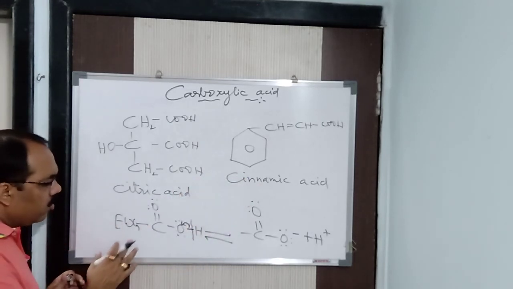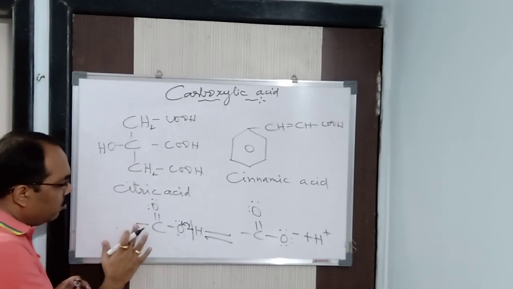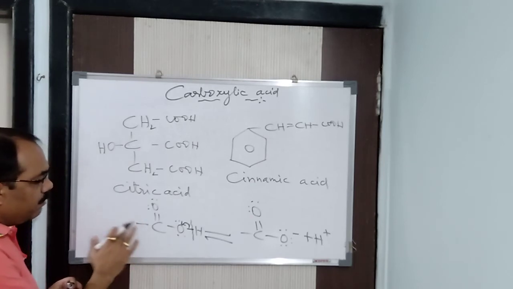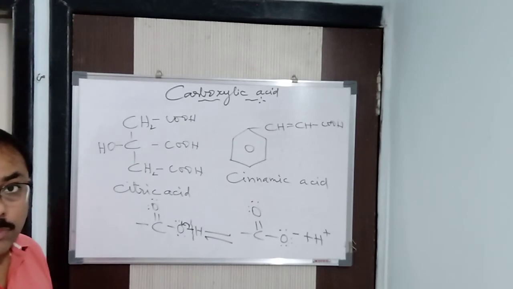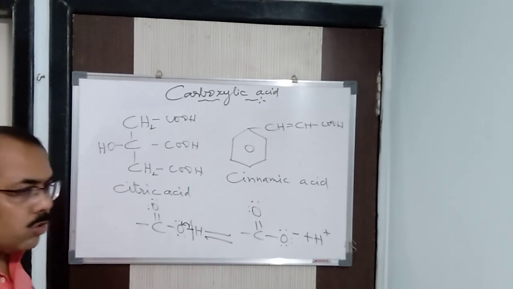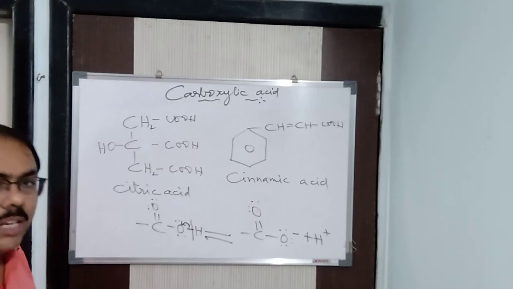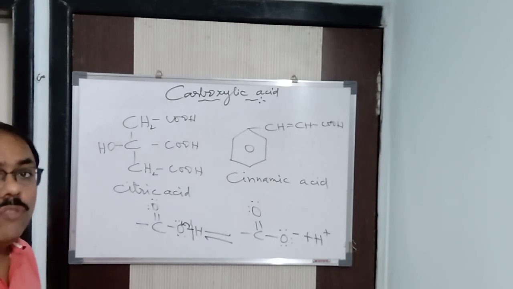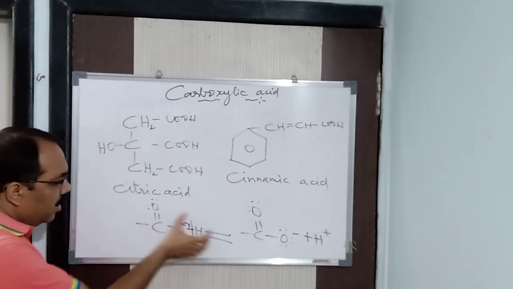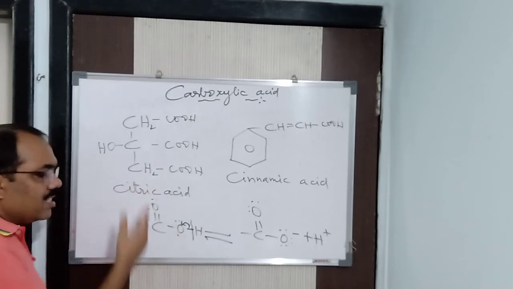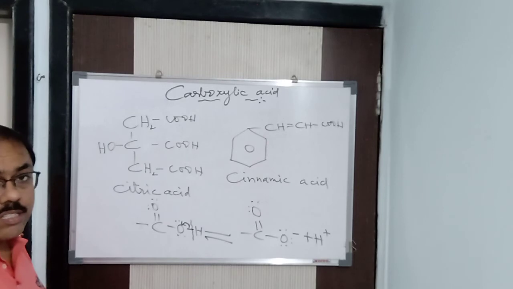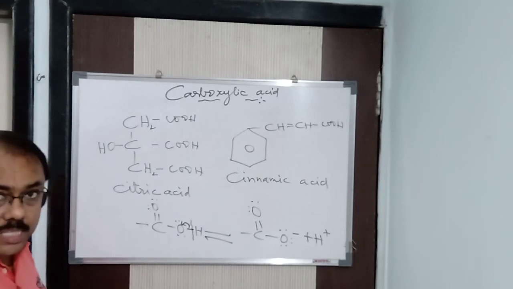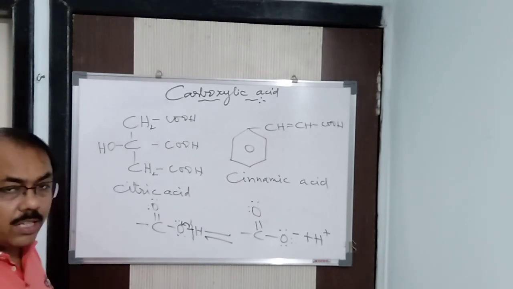Electron withdrawing groups means, for example, an NO2 group attached here, or halogens like Cl attached here. They are electron withdrawing groups. Halogens, NO2, CN, mainly multiple bonds and halogens, are electron withdrawing groups. If attached here, they will increase the acidic character. But if I use an alkyl group like CH3 or C2H5, it will decrease the acidic character. Remember it.